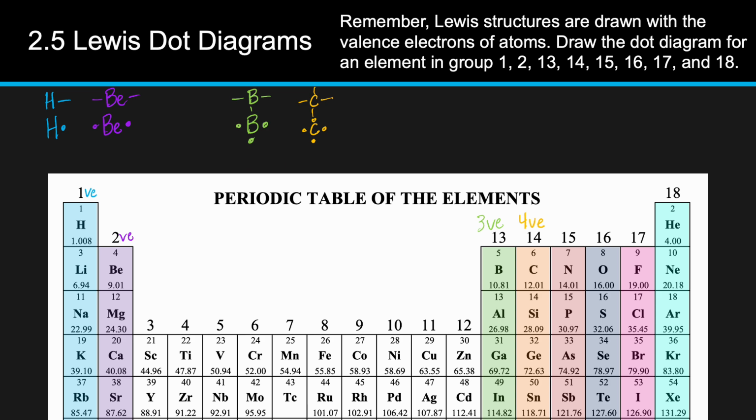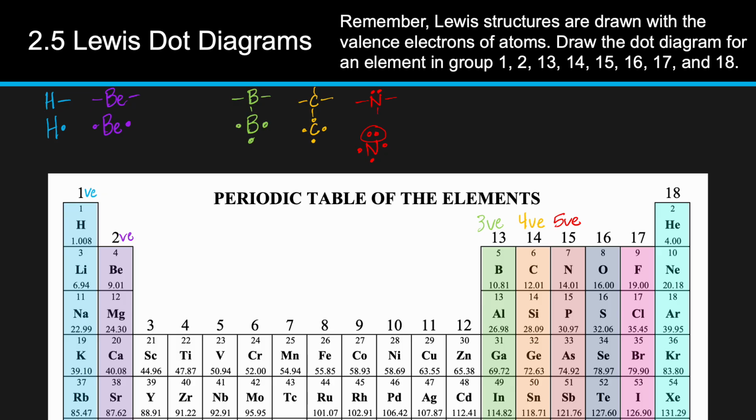Then we have our group 15 elements, which have 5 valence electrons. So if we were to do the dot structure for nitrogen, we have 1, 2, 3, 4, 5. So it's going to usually keep that lone pair and then form 3 bonds with those non-bonded electrons. So nitrogen is usually going to have a lone pair and 3 bonds.